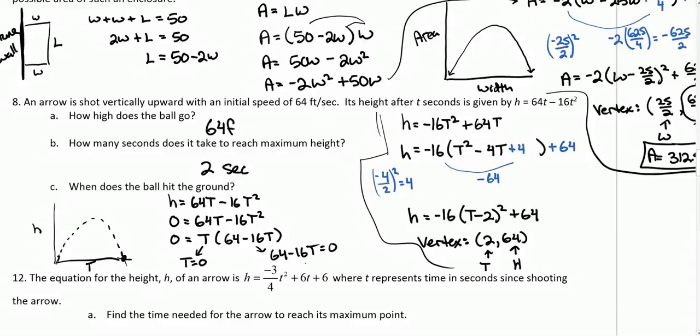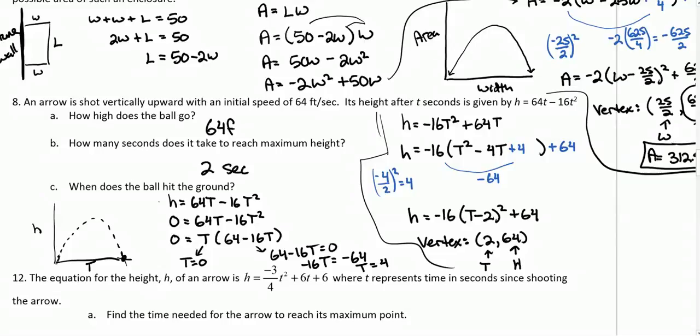Solve the second one. We get negative 16t is negative 64. Divide by negative 16 and you get t is 4 seconds. So when does the ball hit the ground? Either at 0 seconds or 4 seconds. 0 seconds is when the ball is hit, and 4 seconds is when it lands.